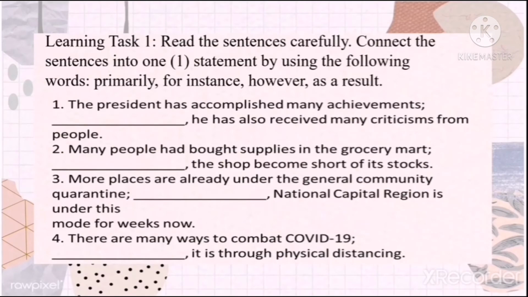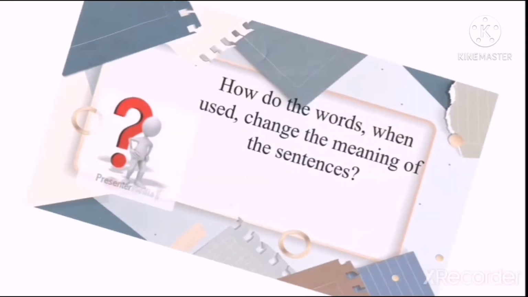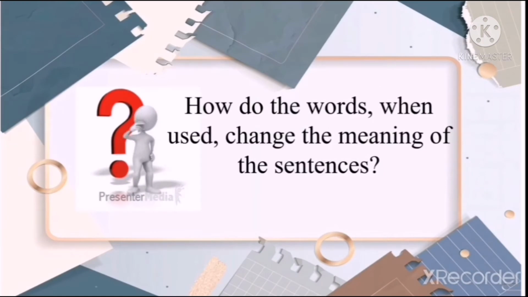Let us do learning task 1. Read the sentences carefully, then connect the sentences into one statement by using the following words: primarily, for instance, however, as a result. How do the words, when used, change the meaning of the sentences?